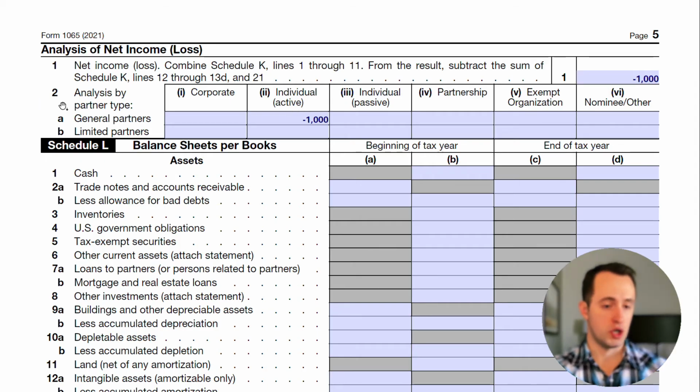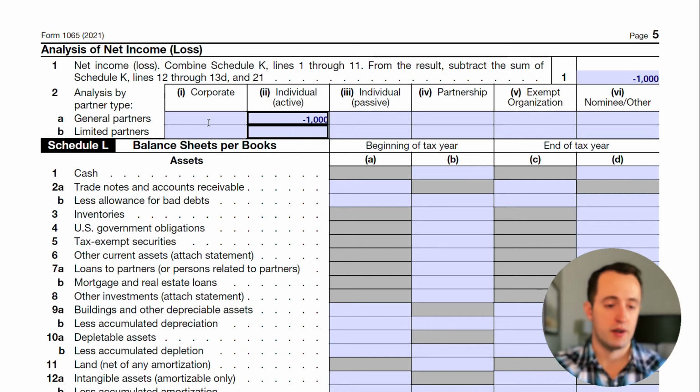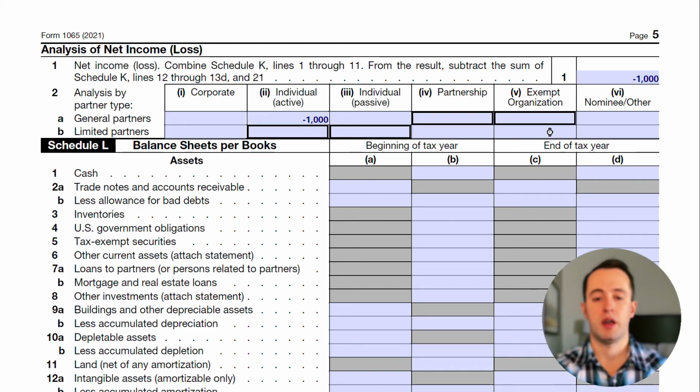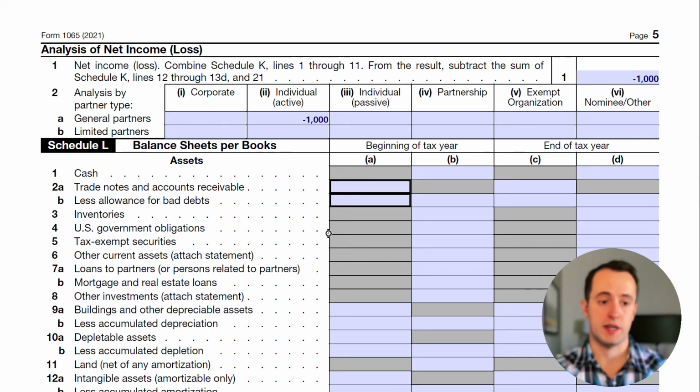And then for here, for 2, for the analysis of net income or loss, how was that money actually divided? Was it just a total loss or a total gain for just the members? If you only have a general partnership, then you're only going to fill in this section right here, and you're basically taking 1 and dropping it in under individual active for general partners. Now, if you have some limited partners, you'll divide it up in terms of how that money is being distributed among your partnership. And at that point, you're basically done with the 1065.